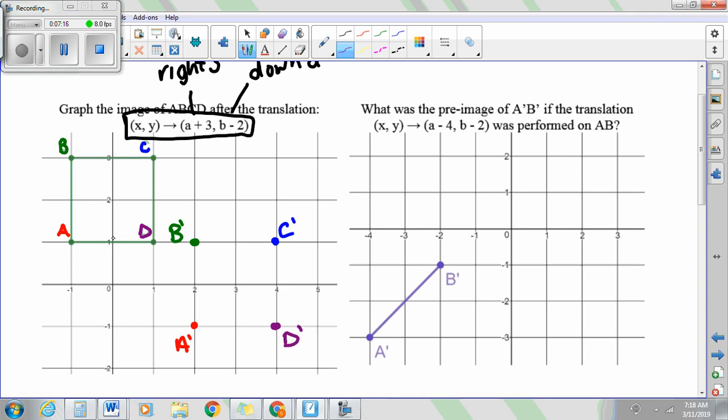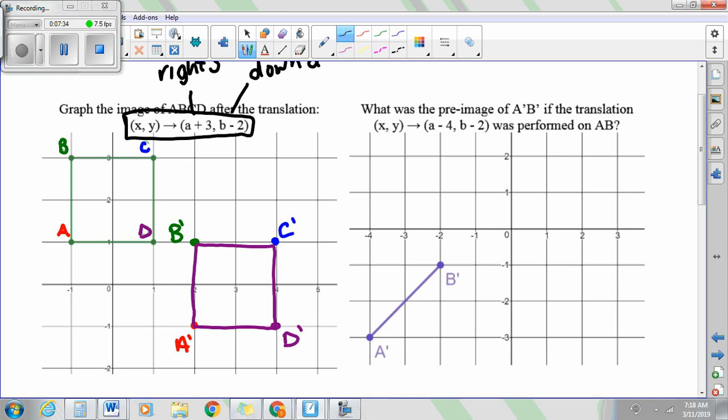Now notice that at the beginning I had a shape. I went from A to B to C to D back to A. So I should still end up with a shape. So I need to go from A to B to C to D and back to A so that I still have my square.